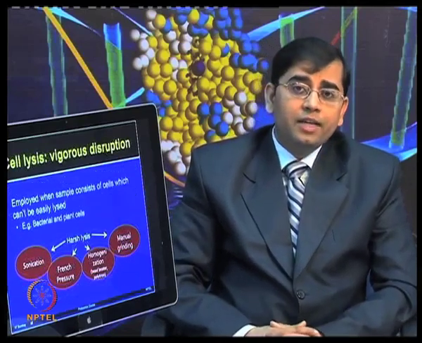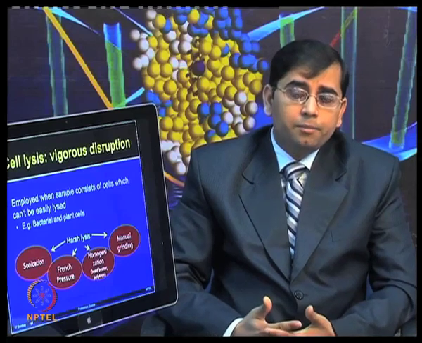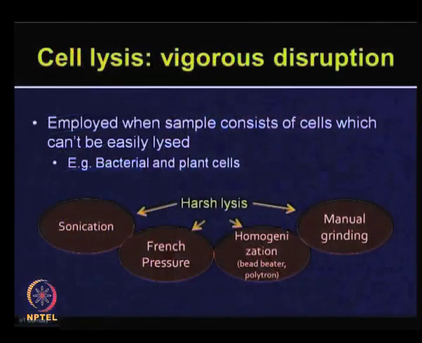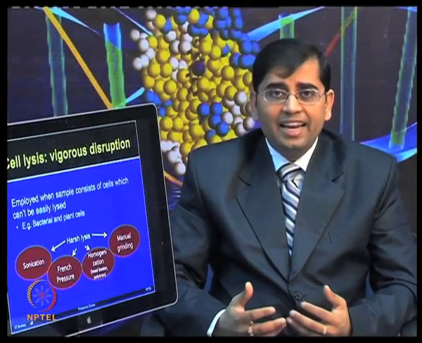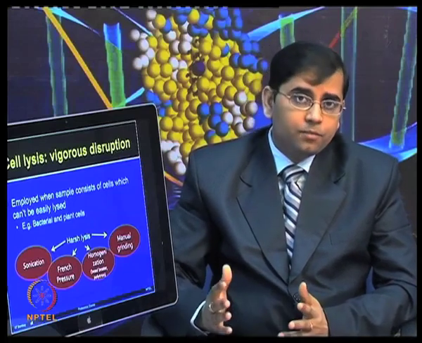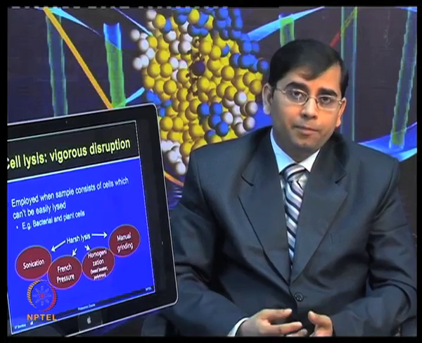Now, there are different types of challenges imposed by different types of cells. If the cells are very difficult to lyse, very difficult to break open, then you need to involve vigorous disruption methods, such as sonication, French pressure, homogenization or manual grinding. We will talk about different types of cell lysis methods and some of the principles involved as we go along with more specific types of samples.